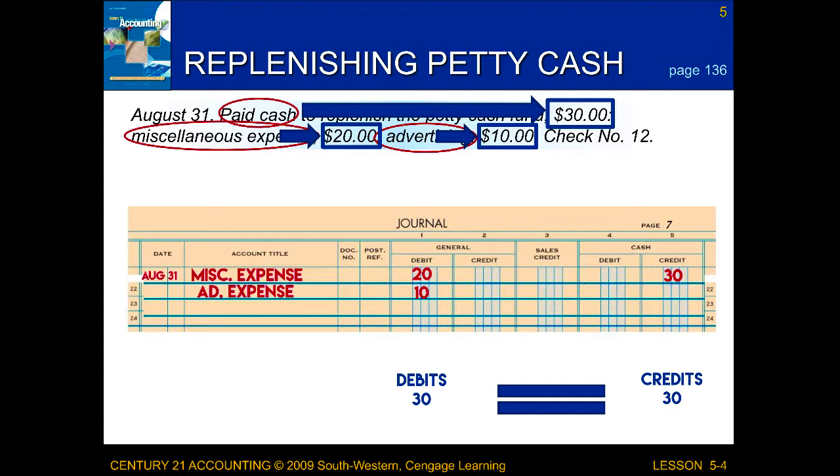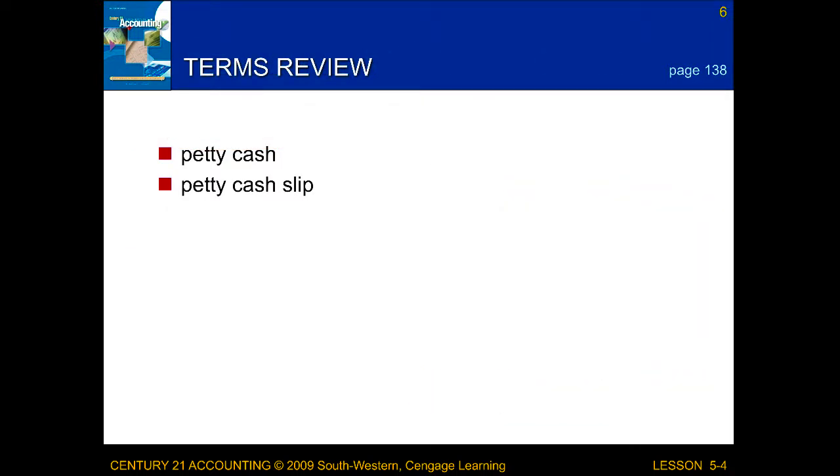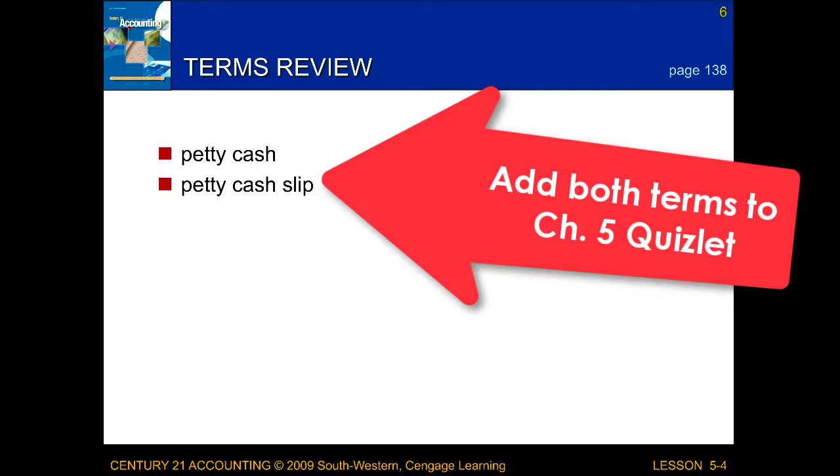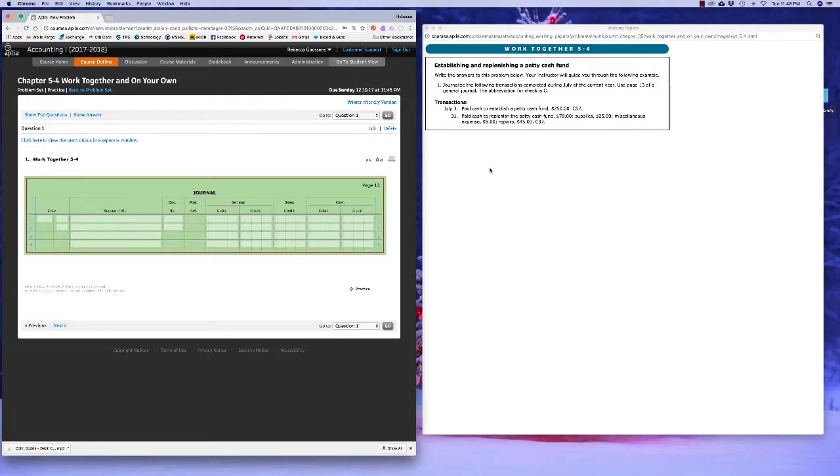And then you can just wrap up by putting your check number as your document number. So C12 in that document number. And that is petty cash. So make sure that you've added petty cash and petty cash slip to Quizlet. And then go ahead and open up your Applia 5-4 working together.